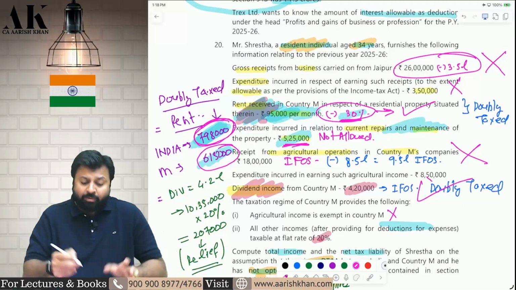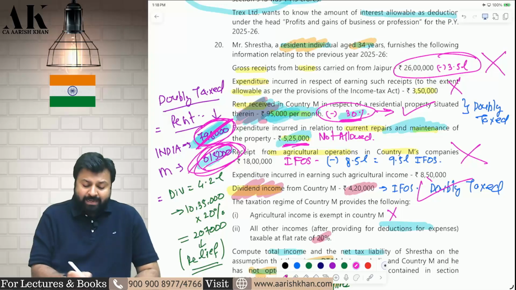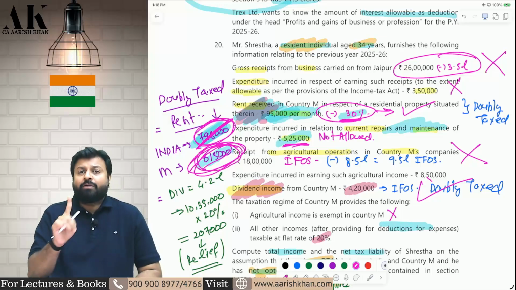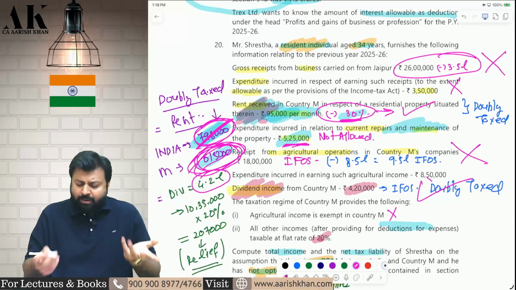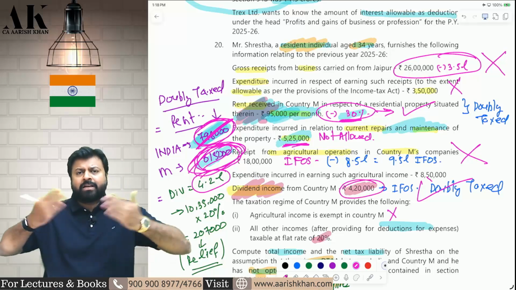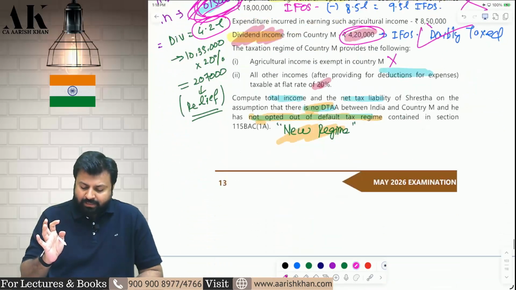Therefore, doubly tax is how much? Doubly tax is only 615. You cannot say 798 is doubly tax. Therefore, on 615, you have to apply whichever is lower rate. I hope it is clear to all of you. And on dividend income, you have to apply on 4.2 lakhs because dividend income is same in both the countries. I hope it is clear to all of you. So this is what this RTP is all about.